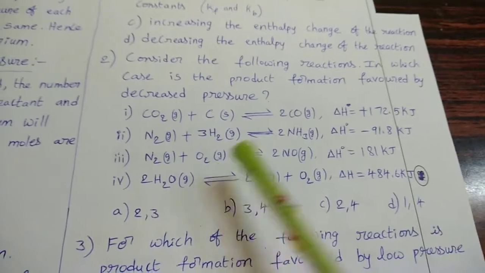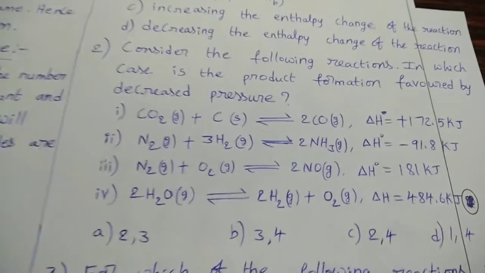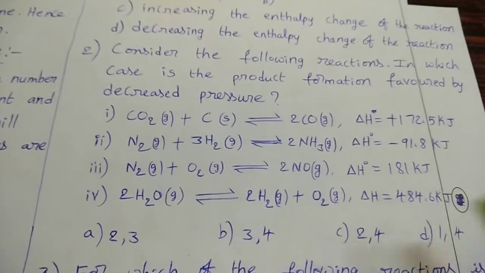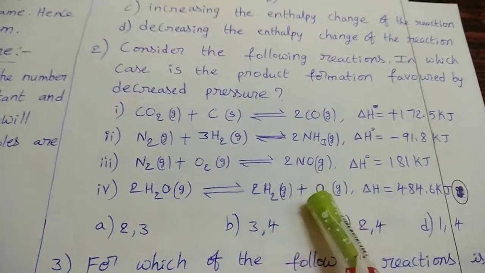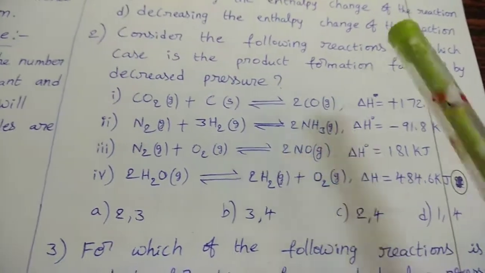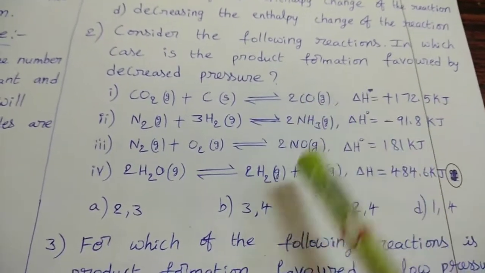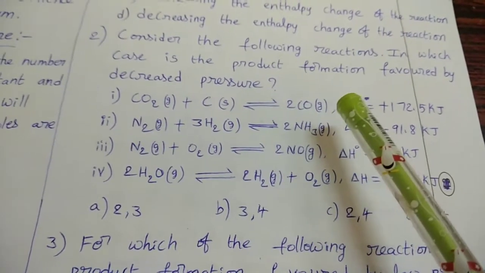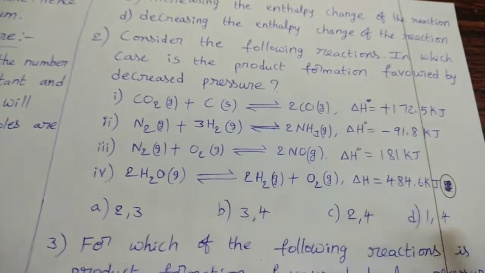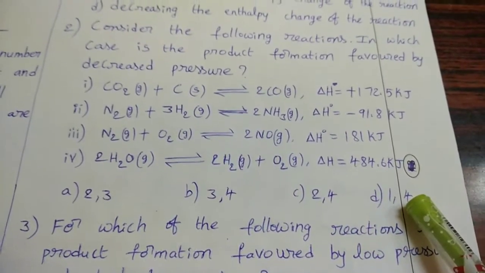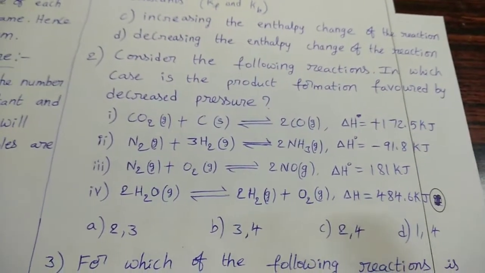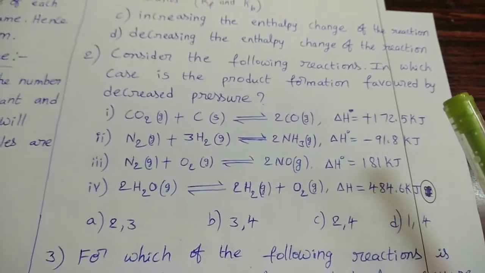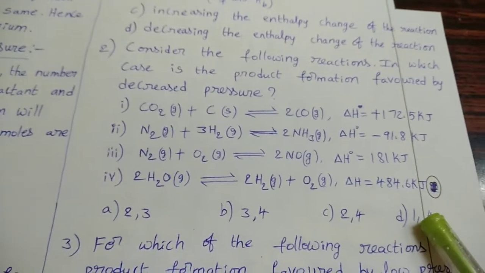And the third one, we cannot find a pressure effect in this case because the number of moles is the same for both reactants and products. And the fourth one, product side, more number of moles are there. So the first and fourth equations, in these two cases product formation is favorable when pressure is decreased. Option D is the answer. Understand carefully these types of questions, otherwise you will make mistakes. So identify the options carefully. Option D is the answer.